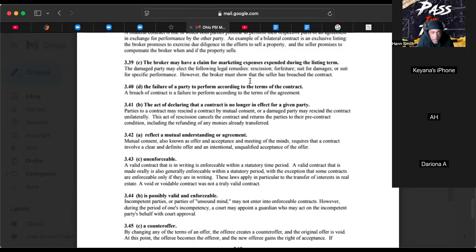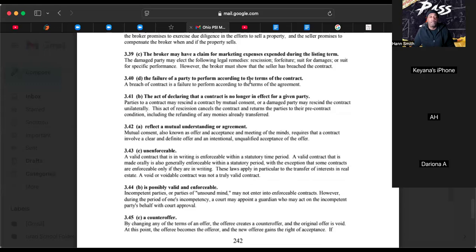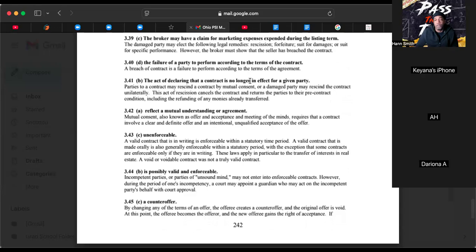However, the broker must show the seller has breached the contract. If that's not in the contract, you can't show them because you verbally agreed to that. So you're going to want to put something like that in the contract. What I typically do is, it's real easy to market a property for free now, unless you've got a real exclusive property and you need to do something different. If you were listing a commercial property, you might want to spend some money to get it in the MLS and also CoStar. All right.